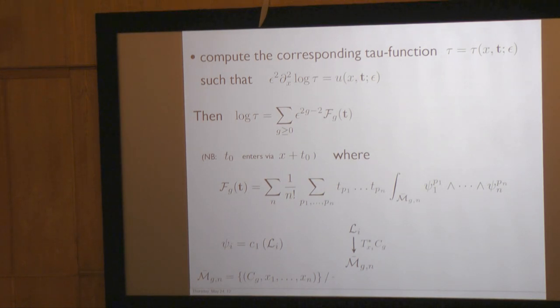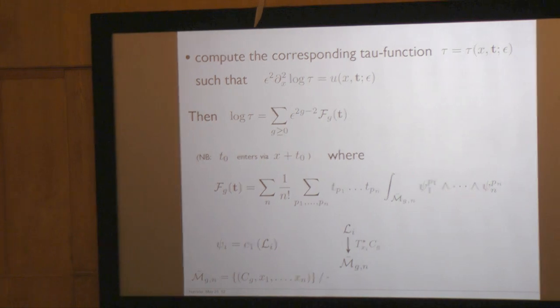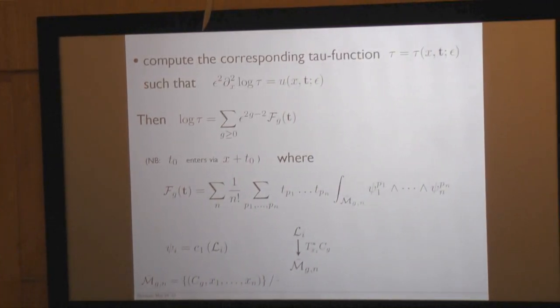So compute now the wedge product of the powers of these psi classes. Of course, the degree of this differential form must be equal to the dimension of the moduli space, 3g minus 3 plus n. And the t's, the times of the hierarchy, are just independent variables and form the generating function written here.